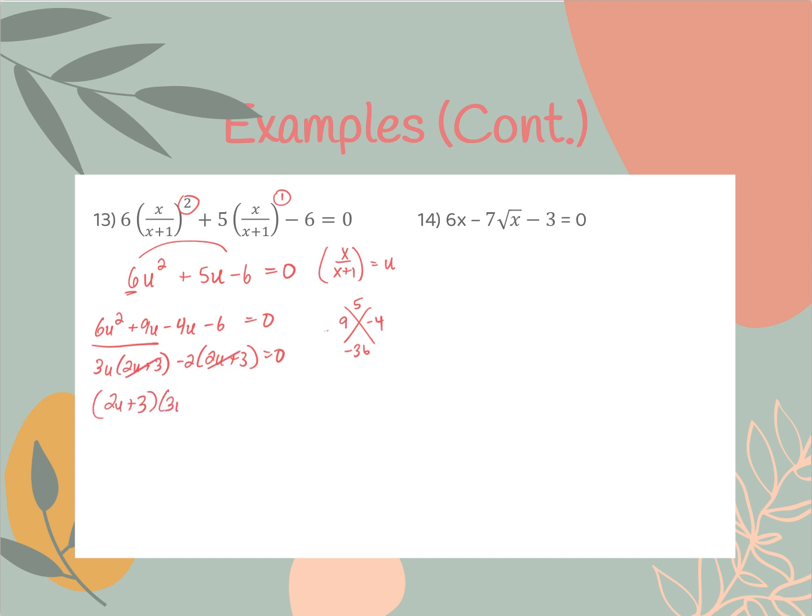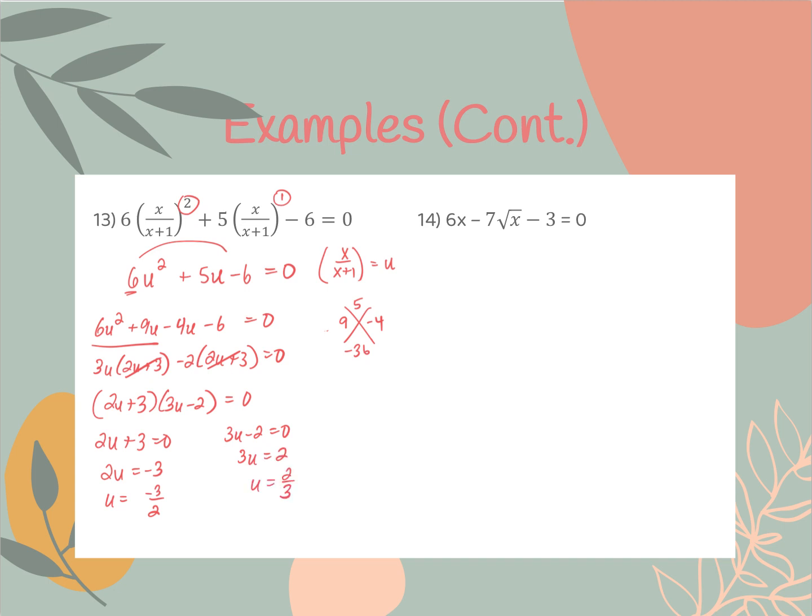And then my 3u minus 2 is my other factor, equals 0. And again, I'm ready to solve. 2u plus 3 is 0. 2u equals negative 3. U equals negative 3 over 2. 3u minus 2 equals 0. 3u equals 2. And u equals 2/3.